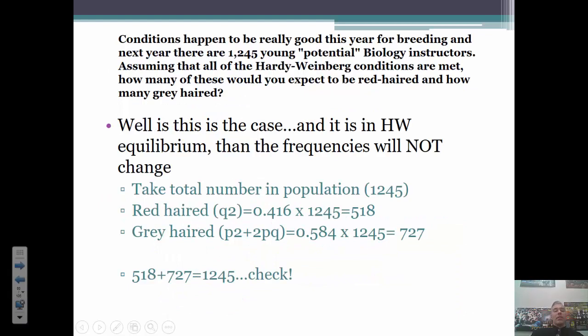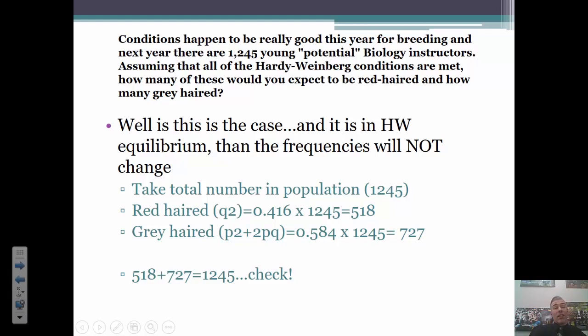So in the last step, it said conditions happen to be really good this year for breeding, and next year, remember, this is just completely ridiculous. It's just a fake problem, obviously. Next year, there are 1,245 young potential biology instructors. Assuming that all of the Hardy-Weinberg conditions are met, how many of these would you expect to be red-haired, and how many would you expect to be gray-haired?